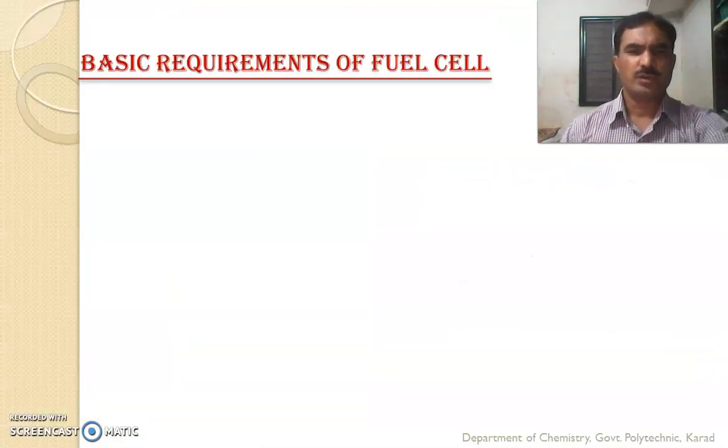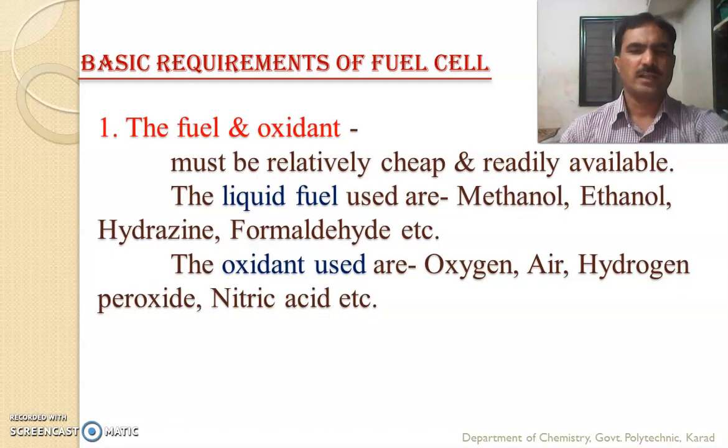Now friends, see what are the basic requirements of fuel cell. Again, there are two main basic requirements of fuel cell. Number one is fuel and oxidant, while second is a catalyst. Now the fuel and oxidant must be relatively cheap and readily available. What is the meaning of that sentence? The liquid fuels used are, for example, methanol, ethanol, hydrazine, formaldehyde. And similarly, the oxidants used are oxygen, air, hydrogen peroxide, and nitric acid, etc. So the meaning is that the fuel and oxidant must be relatively cheap and readily available.